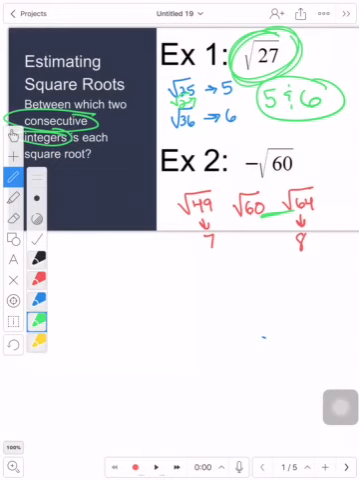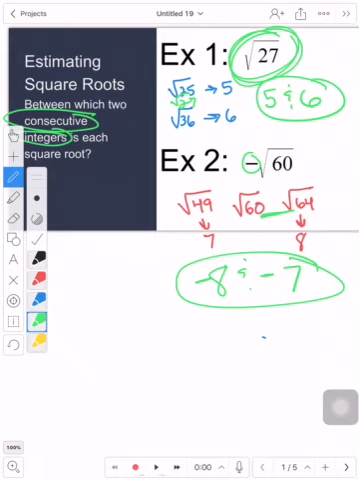Now, when we talk about the negative square root, we're going to say it's between the consecutive integers negative 8 and negative 7. Okay, it's somewhere between negative 8 and negative 7, so it's going to be negative 7 point something.